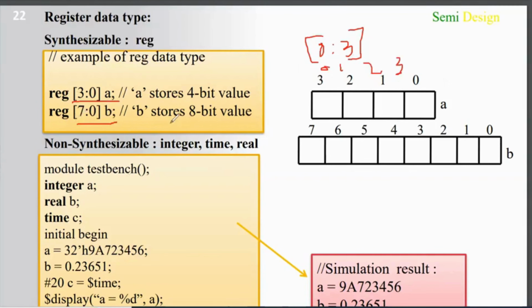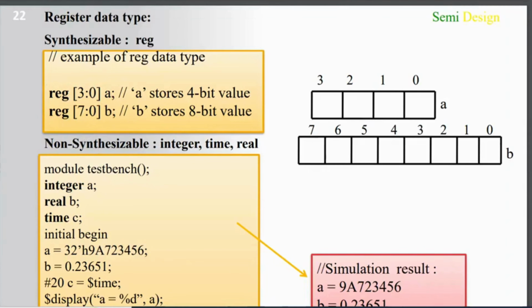And here an 8-bit value will be stored. If there is only a single bit, there is no need to put the vector format; that is scalar format. That is a reg data type, which stores the data. Mainly we will use it for sequential logic circuits. Whenever you want to declare the output, we will use the reg. And I told you, whenever we are using procedural assignments like always and initial, in that case we need to declare the output as a reg data type.